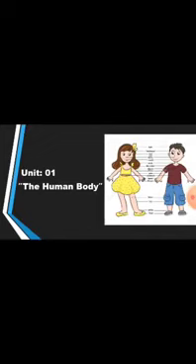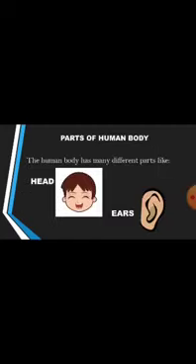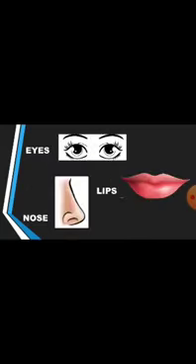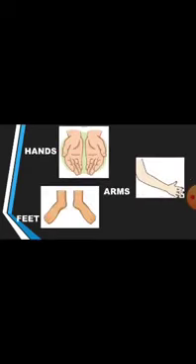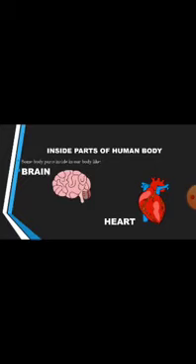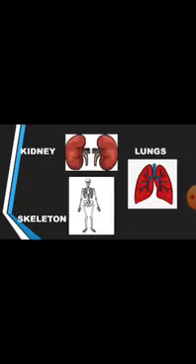Today we will read unit number 1, the human body. The human body has many different parts like head, ears, eyes, lips, nose, hands, arms, feet. Some body parts inside our body like brain, heart, kidney, lungs, skeleton. We have read parts of body.